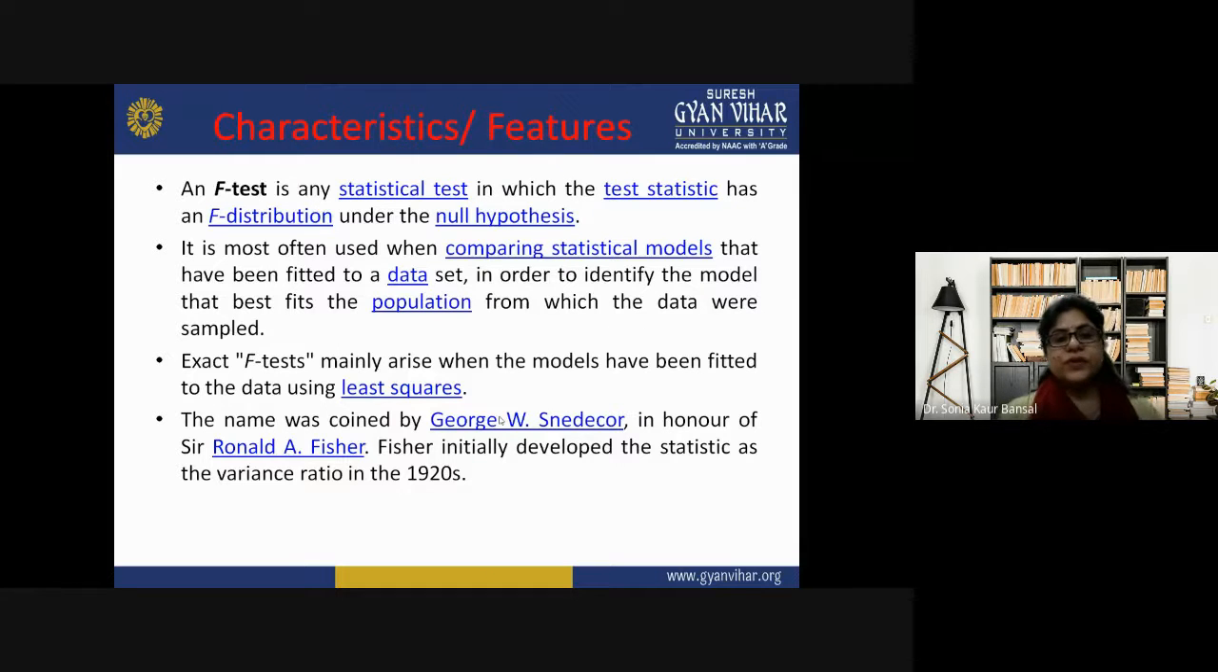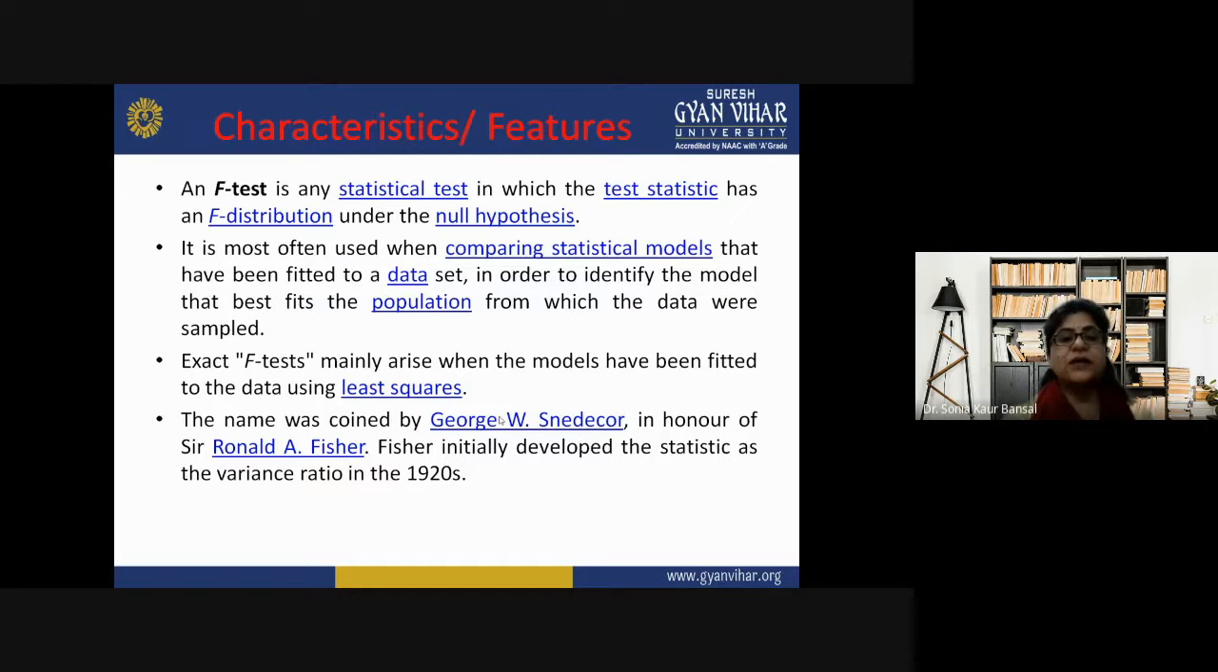Now again we are going to see some characteristics or features of the F-test. An F-test is any statistical test in which, students, the test statistic has an F distribution under the null hypothesis. The researcher chooses the null hypothesis, where he or she decides that there is no significant difference between the groups, two or three groups. It is most often used when comparing statistical models that have been fitted to a data set, in order to identify the model that best fits the population from which the data were sampled.